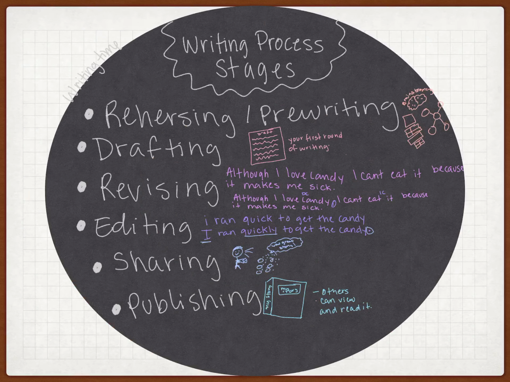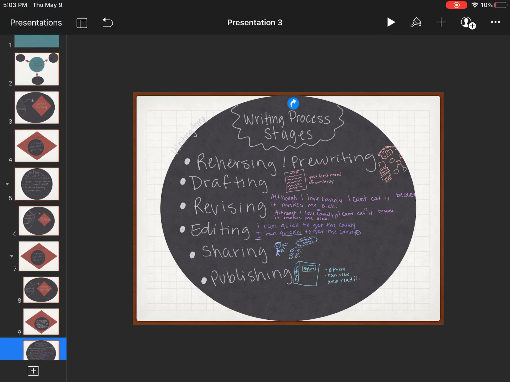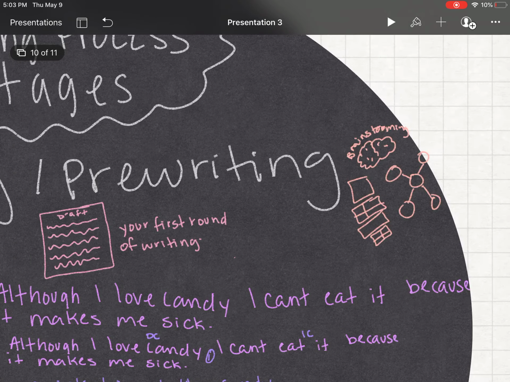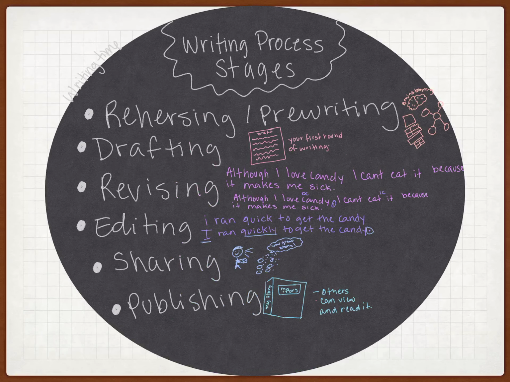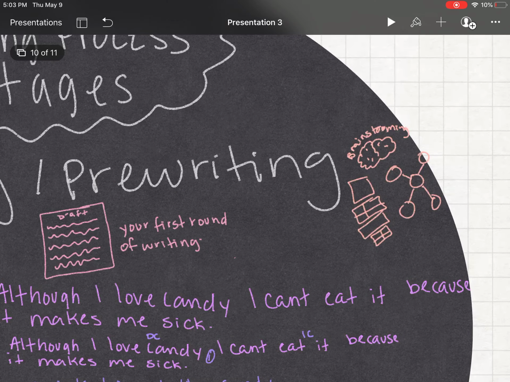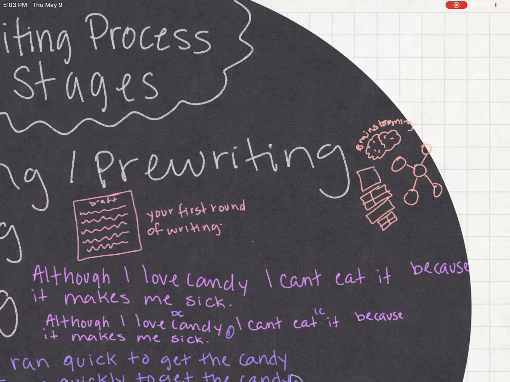And so the writing process is rehearsing or pre-writing, drafting, revising, editing, and sharing or publishing. And so with rehearsing or pre-writing, I did a brainstorm. And so here, a lot of teachers use graphic organizers to help the students brainstorm their idea or the direction of their writing. Next, we have drafting, and so this is the students' first round of writing. They are using their ideas from the brainstorming to then write their first draft.